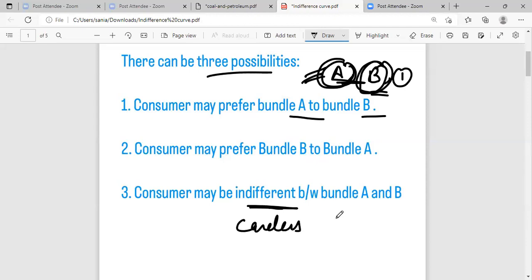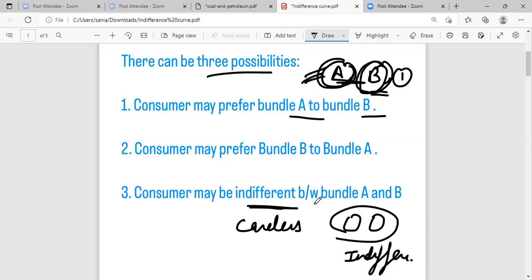Sometimes this happens that, for example, your two favorite colors are white and black. So you are like, I'm okay with both the colors. You can purchase either white or black. Both the colors are my favorite. So that means at this moment you are indifferent between dress A and dress B. Clear? Yes, ma'am.